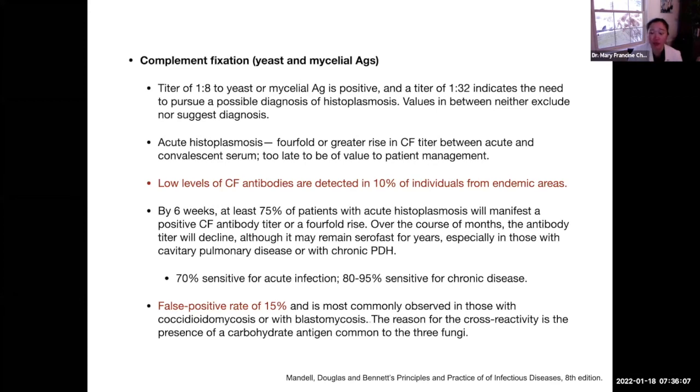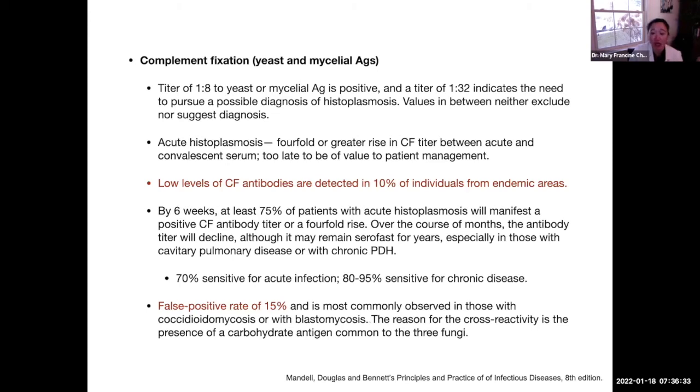By 6 weeks, at least 75% of patients with acute histoplasmosis will manifest a positive CF antibody titer or 4-fold rise. But over the course of months, the antibody titer will decline, though it may remain serofast for years, especially in those who have cavitary pulmonary disease or chronic PDH. It's 70% sensitive for acute infection, 80 to 95% for chronic disease. Again, a false positive rate of 15% can be seen.